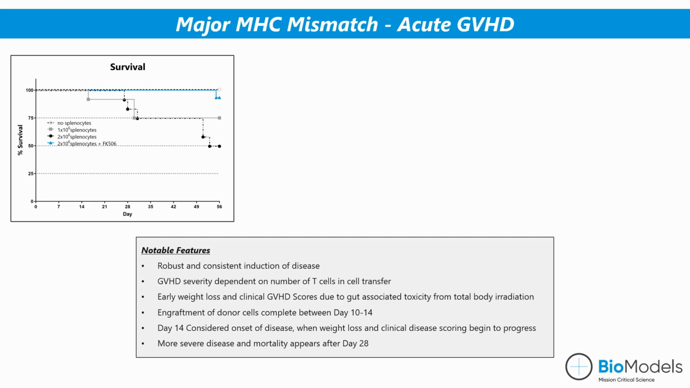So by day 56, we typically see about 50% survival. And as you can see, as you decrease the amount of splenocytes, you see increased levels of survival. Additionally, with the reference compound, you see a pretty substantial effect on survival.